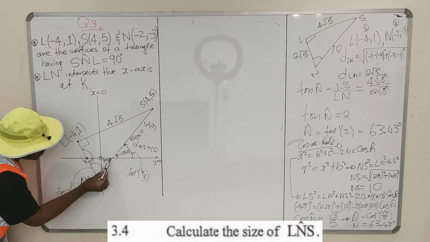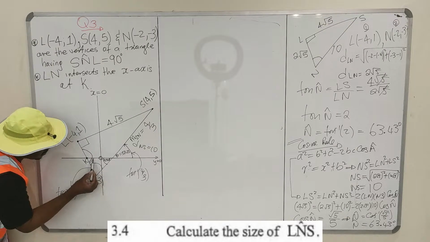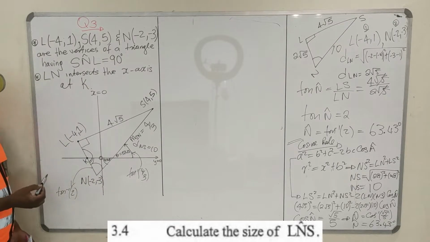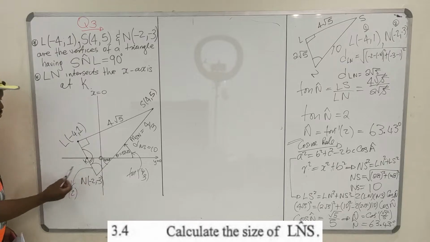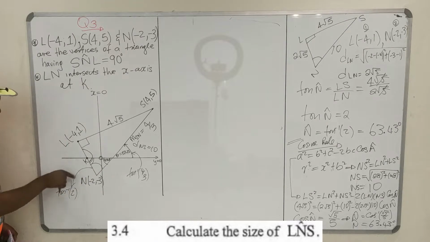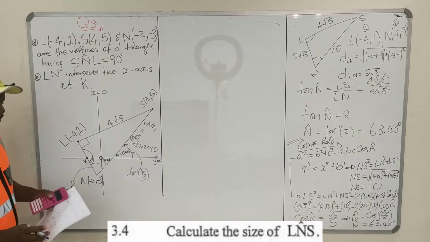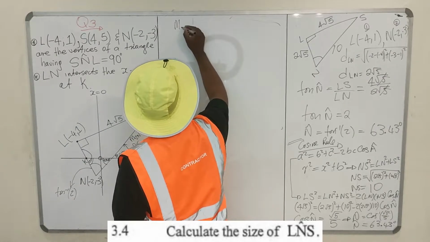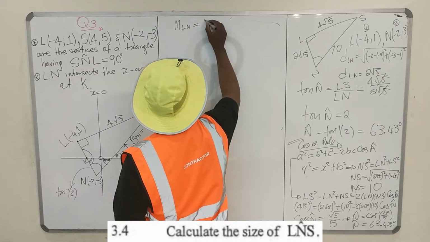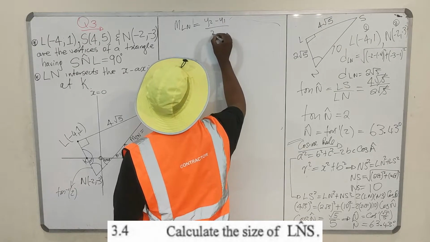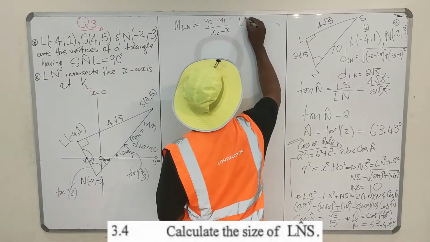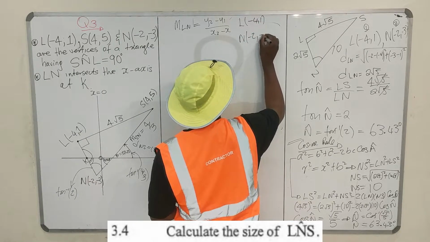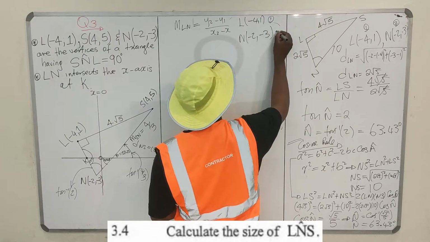So on this small triangle here, you'll know two angles, this one and this one, and you'll be missing one. So you know that angles in a triangle are supplementary, so you'll be able to find what this is. So what you need is to find the gradient of Ln. So let's say you find the gradient of Ln. M of Ln is equal to y2 minus y1 over x2 minus x1. What is L? L is minus 4 and 1 and n is minus 2 and minus 3. So you can say 1 is equal to number 2.